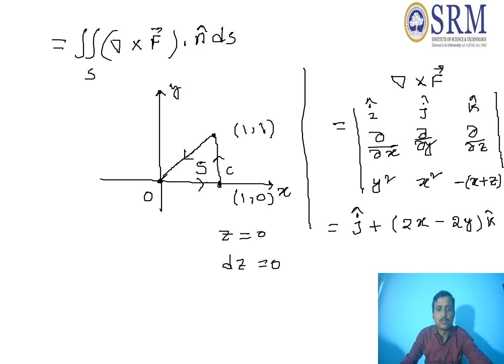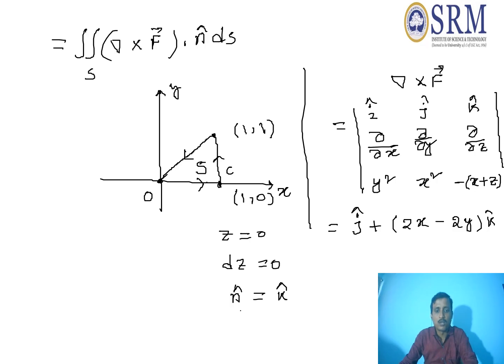So now what about n? As I told you, n is the outward normal unit vector. So that means, look at the graph. Outward normal unit vector means along the z axis, and it is the upper side. That means basically k along the z axis, in the positive direction.